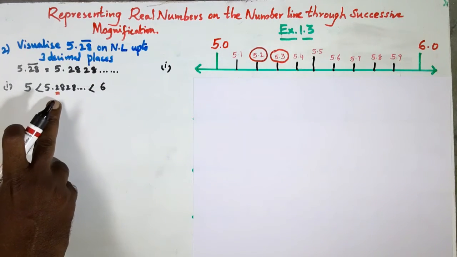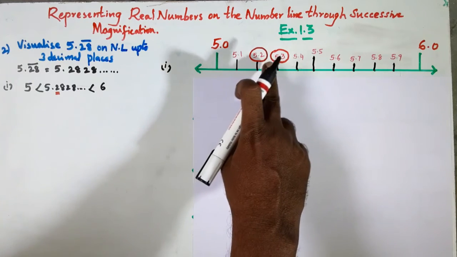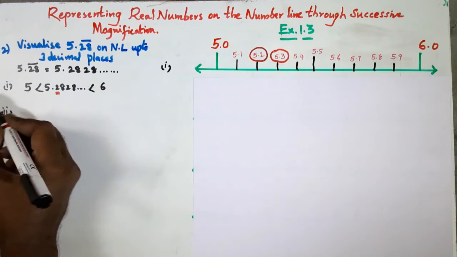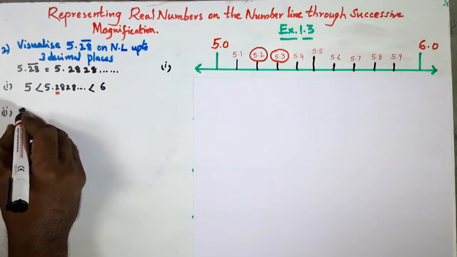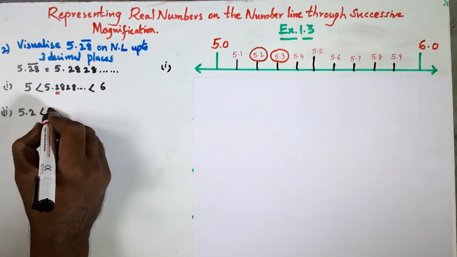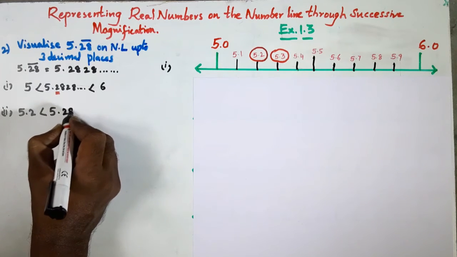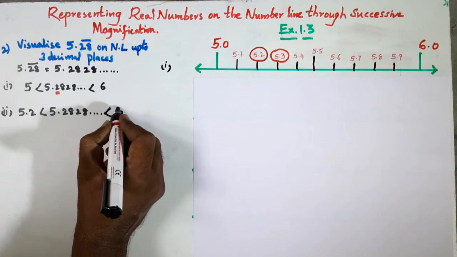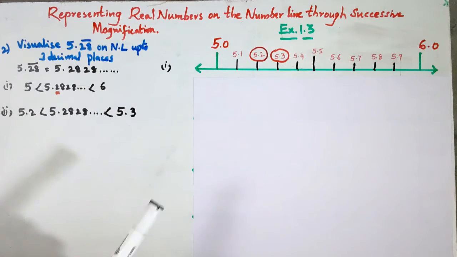So after the second means it should lie between 5.2 and 5.3. Now second one: 5.2 is less than 5.2828 and so on, which is lying between 5.3. Okay, did you understand here?